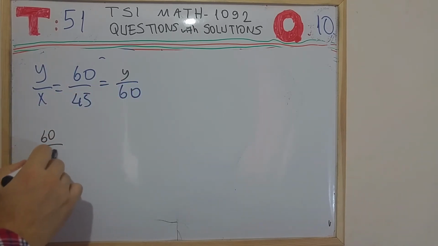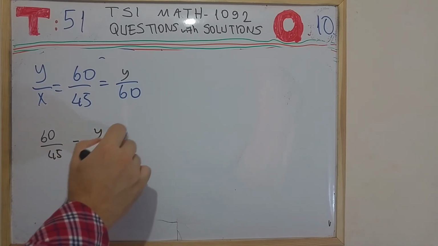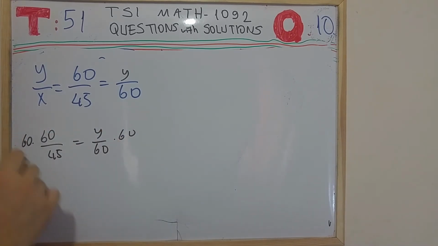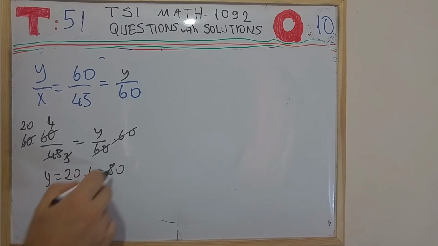Let me rewrite again so it's going to be easier to understand. Y over 60, we need to multiply each side by 60. 60 times 60 over 45. Let's divide this by 15. So I have 3 left here, and this is going to be 4. Let's simplify 60 and 3. This is going to be 1, and this is going to be 20. So y is equal to 20 times 4, which is equal to 80.